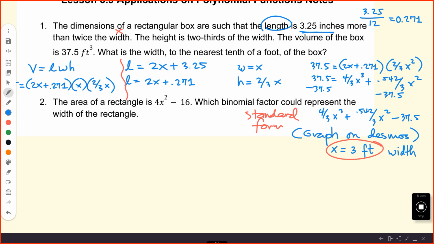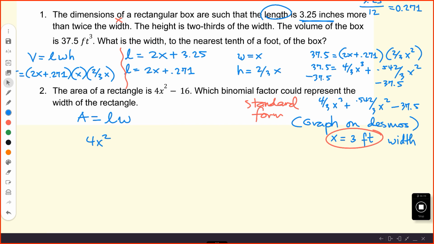So when you say area of the rectangle, we know the formula for the area is just length times width. So if you know the two factors, then it's either of those two factors that can be the representation of the width of the rectangle, right? Okay, so again, area is length times width, and once we have the two factors, then the width can be either of those. So we know 4x squared minus 16 can be factored, right? We can take out the greatest common factor, which is 4, and then divide that by 4. So 4x squared minus 16 is going to be 4 times x squared minus 4.